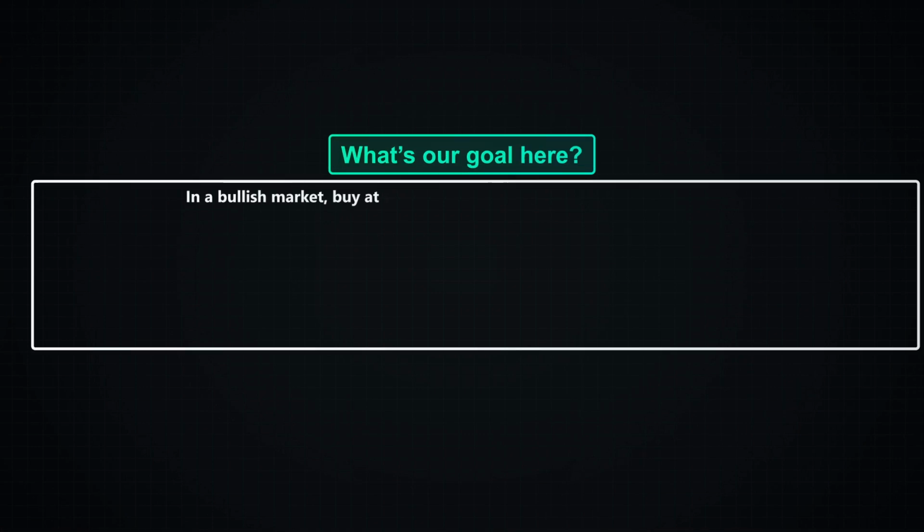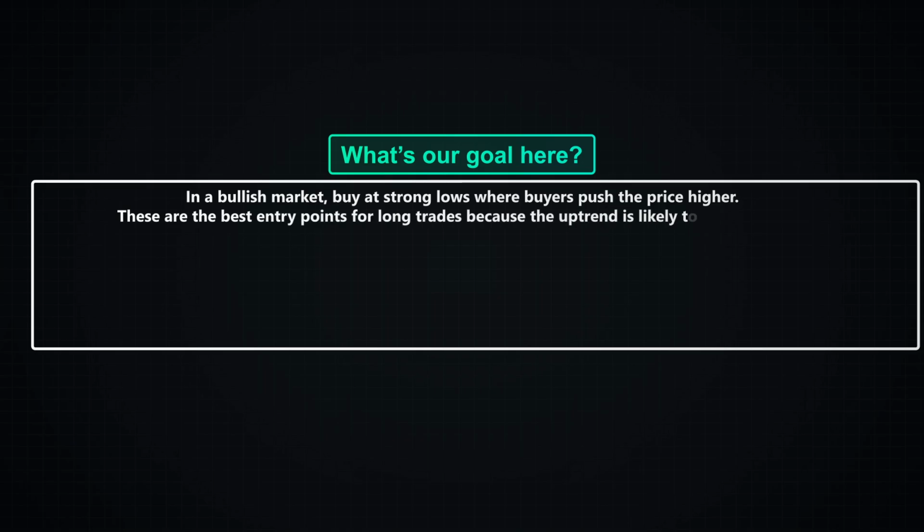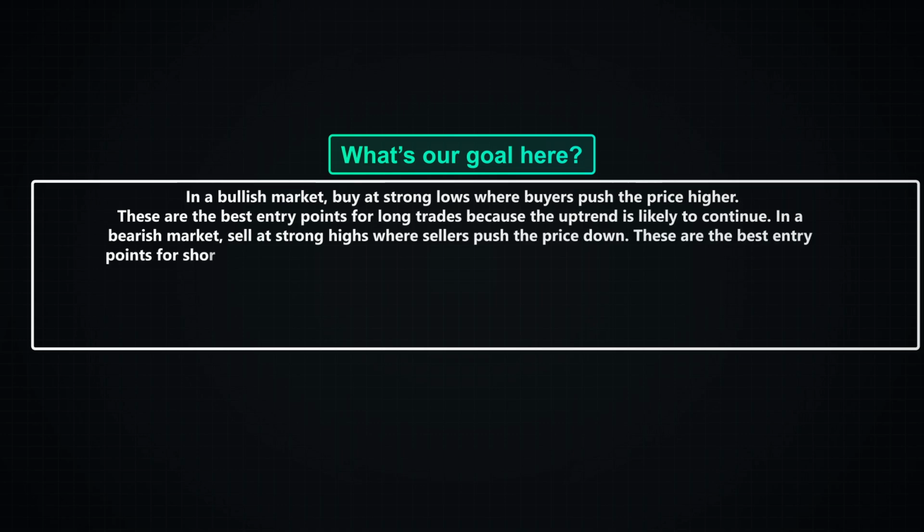In a bullish market, buy at strong lows where buyers push the price higher. These are the best entry points for long trades because the uptrend is likely to continue. In a bearish market, sell at strong highs where sellers push the price down. These are the best entry points for short trades because the downtrend is expected to persist.